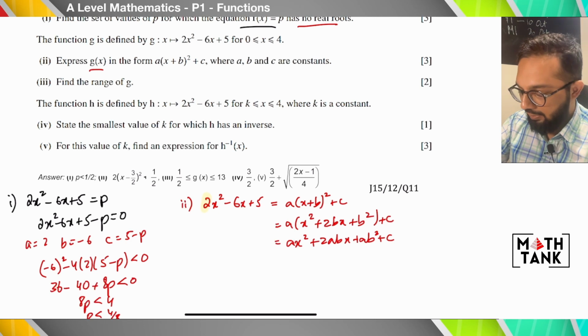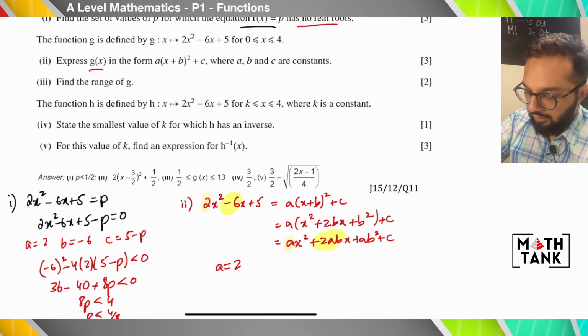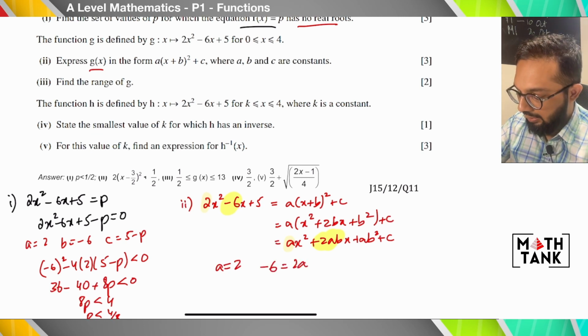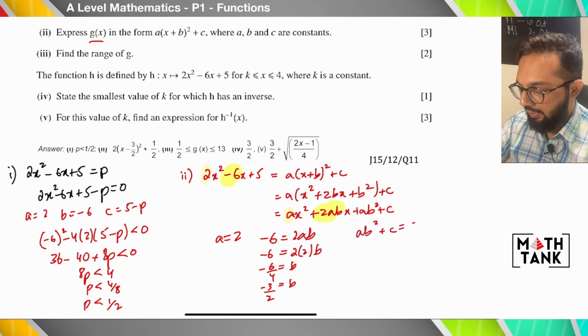Comparing coefficients tells me that a is equal to 2 and that minus 6 is equal to 2ab. So 2 times b, b is minus 6 over 4, which is minus 3 over 2, and ab squared plus c is equal to 5. So 2 times minus 3 over 2 whole squared plus c equals 5.